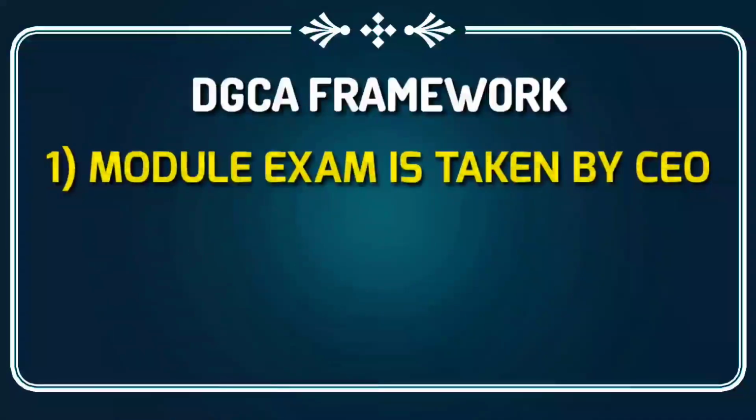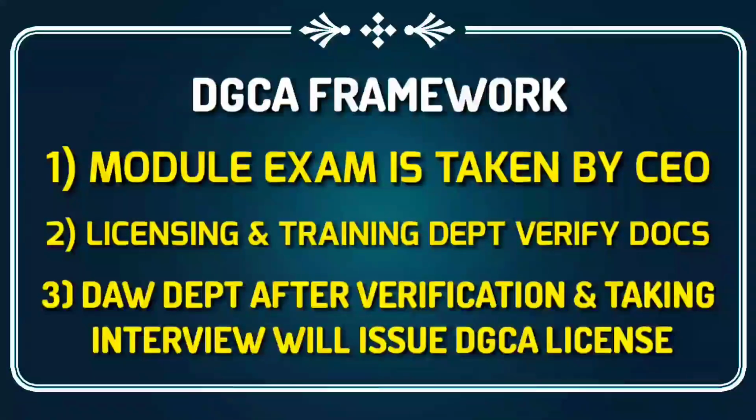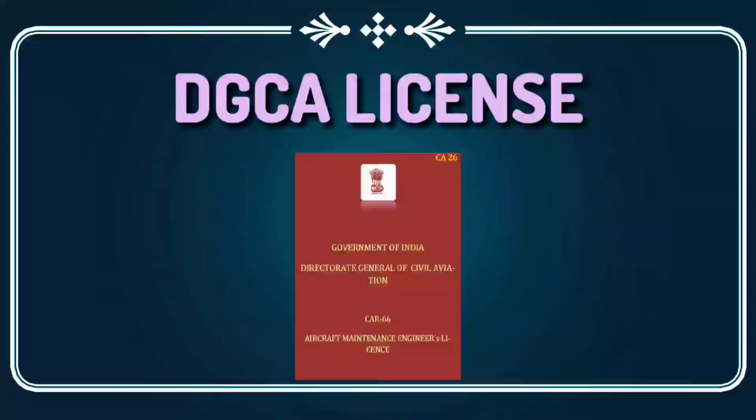Now let's see how it works inside the DGCA framework. Number 1. All module examinations are carried out by the Central Examination Organization, CEO, in accordance with Rule 61 and Schedule 2 of the Aircraft Rules 1937. Next, the Licensing and Training Department will verify all your documents and forward them to the Director of Airworthiness. The Director of Airworthiness Department, after verifying and taking an interview, will issue the DGCA license. And that's how you get your DGCA AME license.